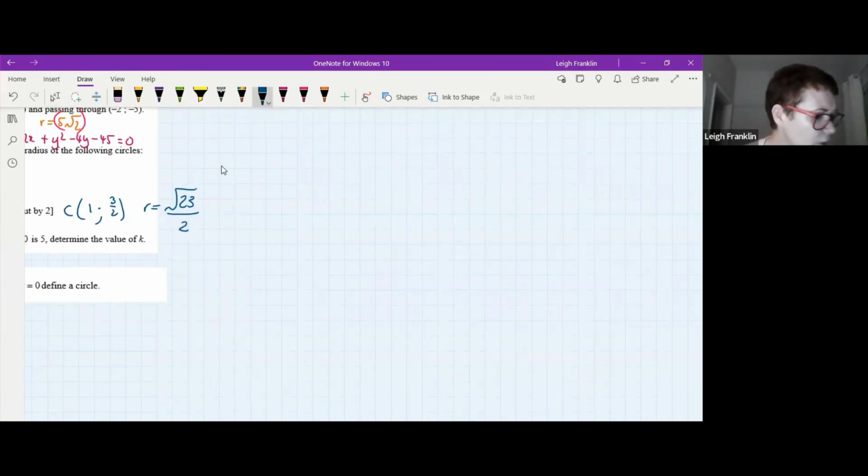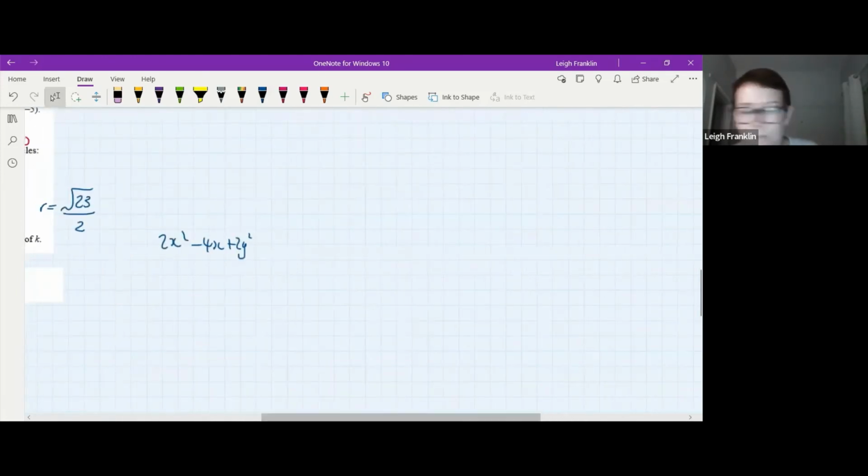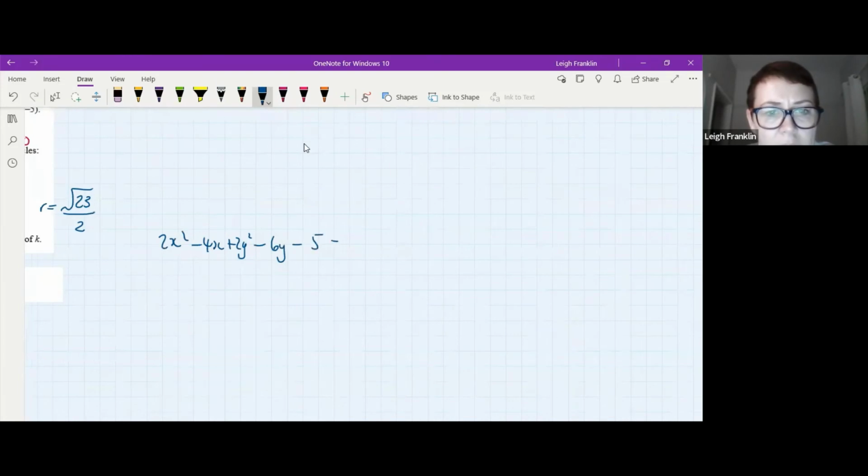Did I divide through? Oh, I divided through by 2 already. Okay, so let me just get it down on the side here. So that's 2x² minus 4x plus 2y squared minus 6y minus 5 equals 0.